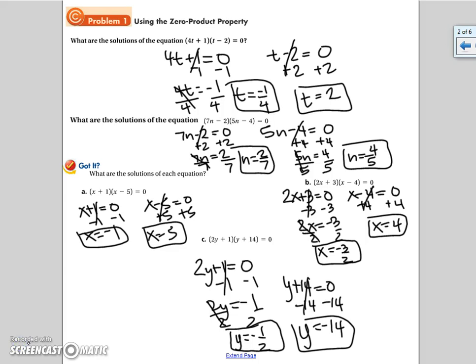Okay, hopefully your answers match up with ours. The first one, you should have had x equals negative 1 and x equals 5. The second one, you should have got x equals negative 3/2 and x equals 4. And the last one, you should have got y equals negative 1/2 and y equals negative 14. I recommend pausing the video now so you can make sure that your work matches up with ours before moving on.